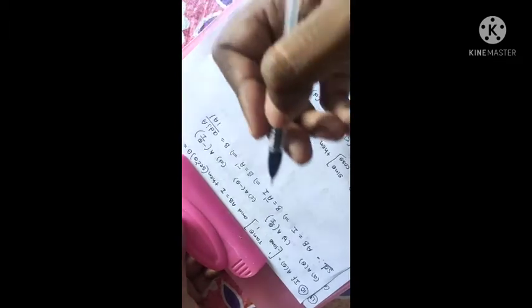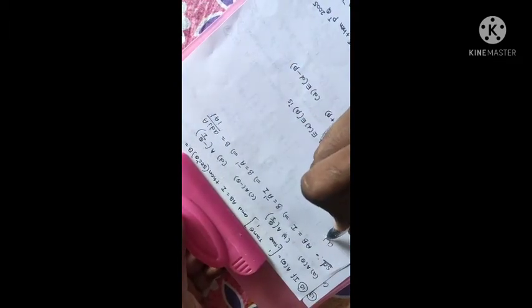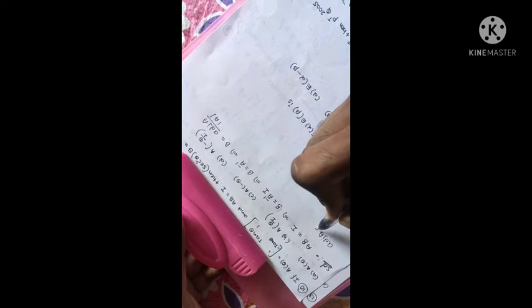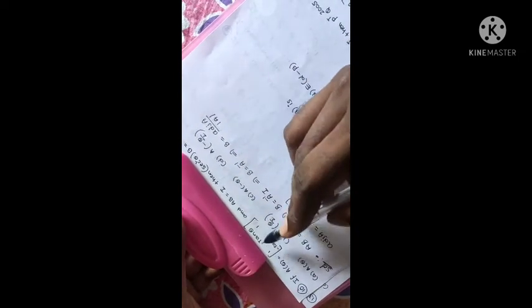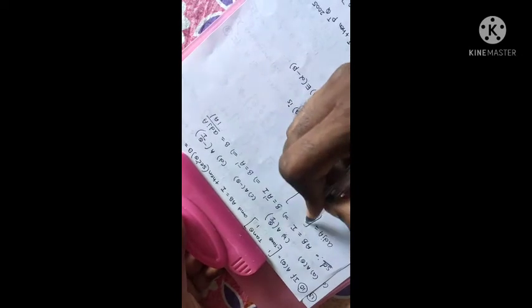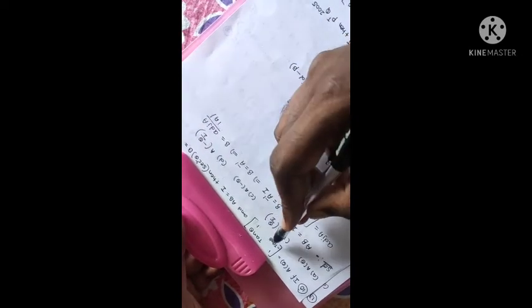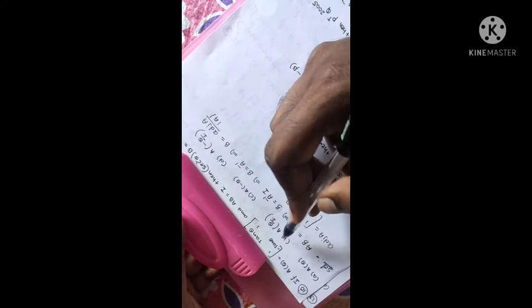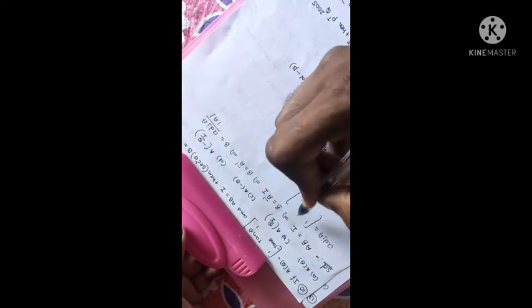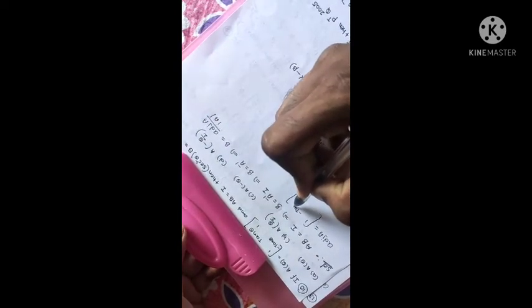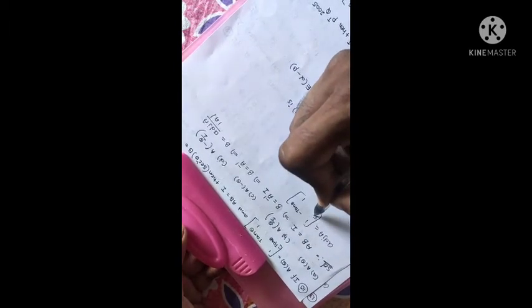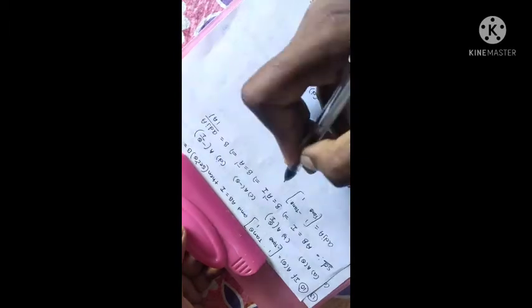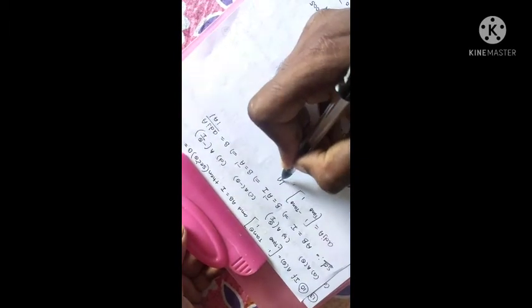First I am finding adjoint of A. How to find adjoint of a 2 by 2 matrix? Simple. We need to interchange the diagonal elements, and for the remaining two elements we need to change the sign. Here plus tan theta is there, you write minus tan theta. Here minus tan theta is there, you write plus tan theta. This is adjoint A.